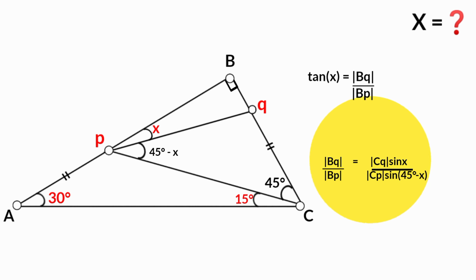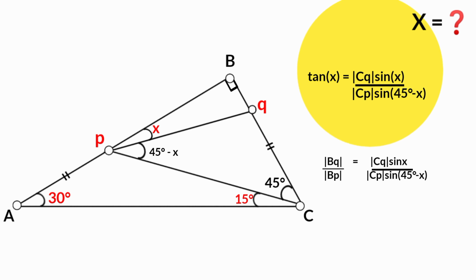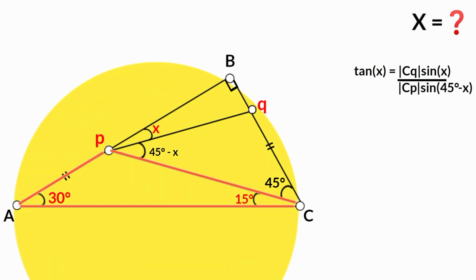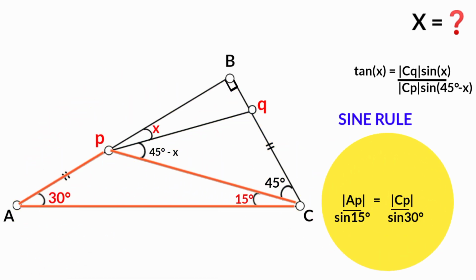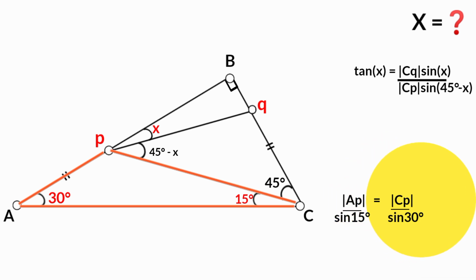If we substitute here now, tan x equals line CQ sine x all over line CP sine 45 degrees minus x. We keep it aside for now. From this triangle APC, if we use the sine rule also to relate this side and this side, line AP over sine 15 degrees equals line CP over sine 30 degrees. Line CP over sine 30 degrees is the same as 1 over sine 30 degrees times line CP.